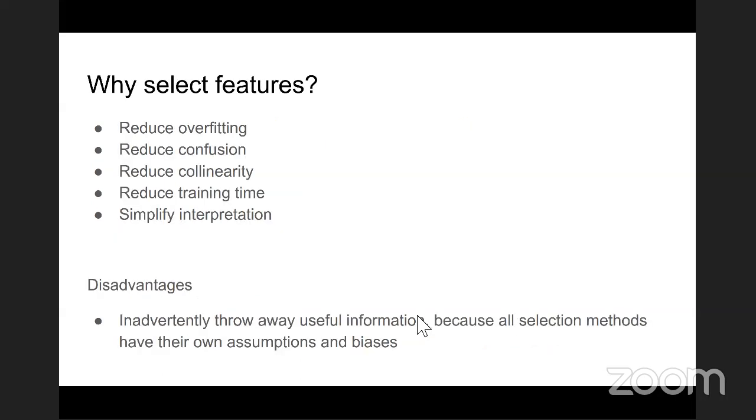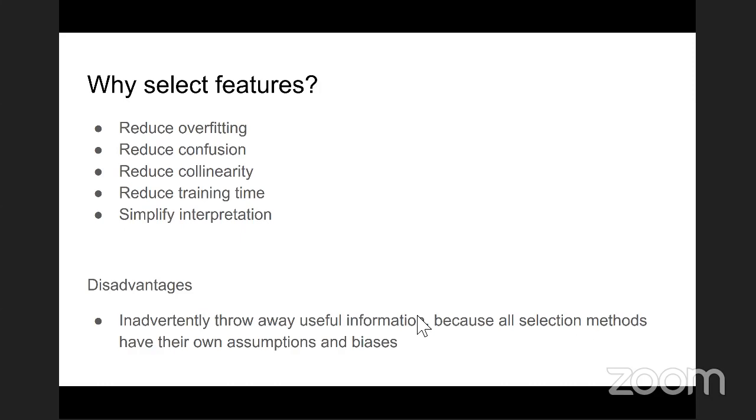So why select features? Okay. So here are some advantages of feature selection. Many times you get data where you have too many features. So let's say you have 100 features for a data set, and especially if the number of samples is low, a lot of features can cause overfitting. And even if you have a good number of samples, a lot of features can still cause confusion. They can cause problems due to collinearity.